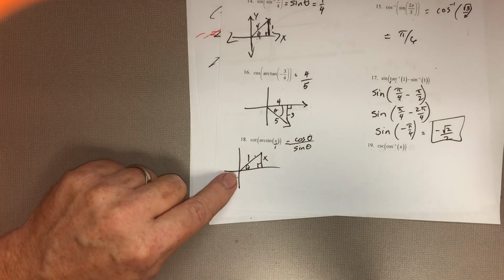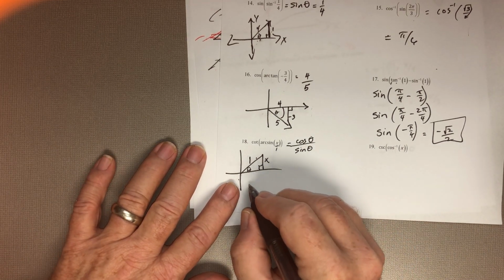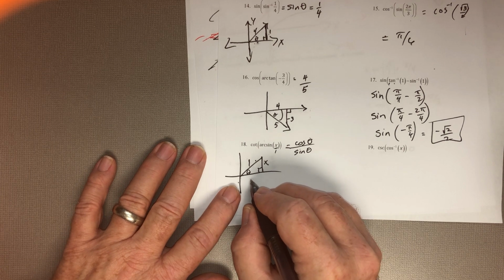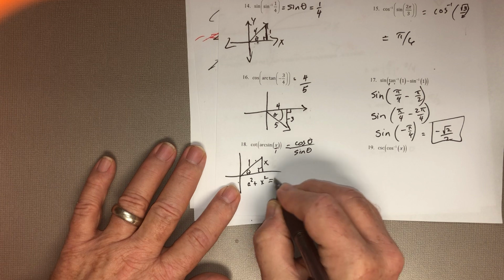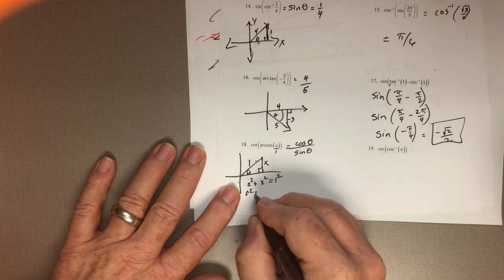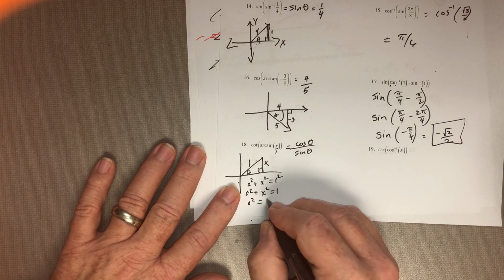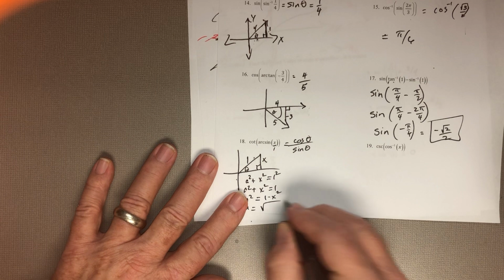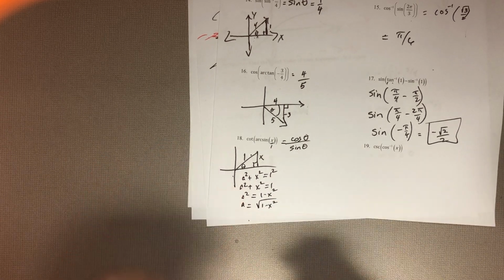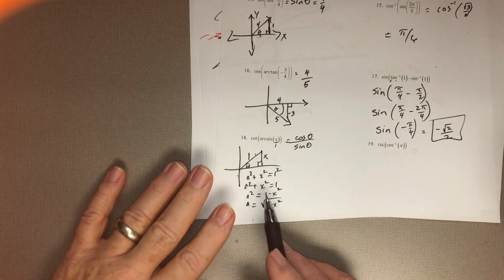So the cosine, I'm going to have to find this adjacent leg here. Let's call it a. Then a squared plus x squared would equal 1 squared, so a squared plus x squared would equal 1. So a squared would equal 1 minus x squared. Take the square root of each side. a would be equal to the square root of 1 minus x squared.